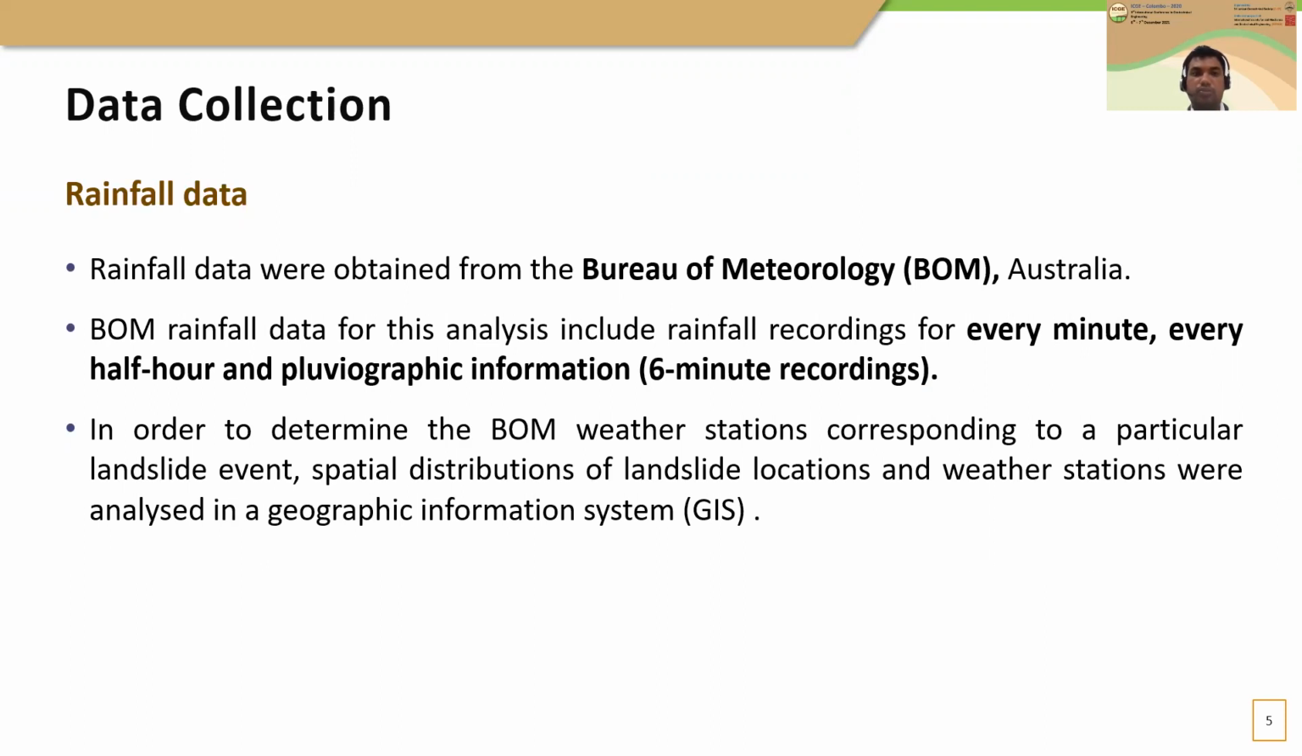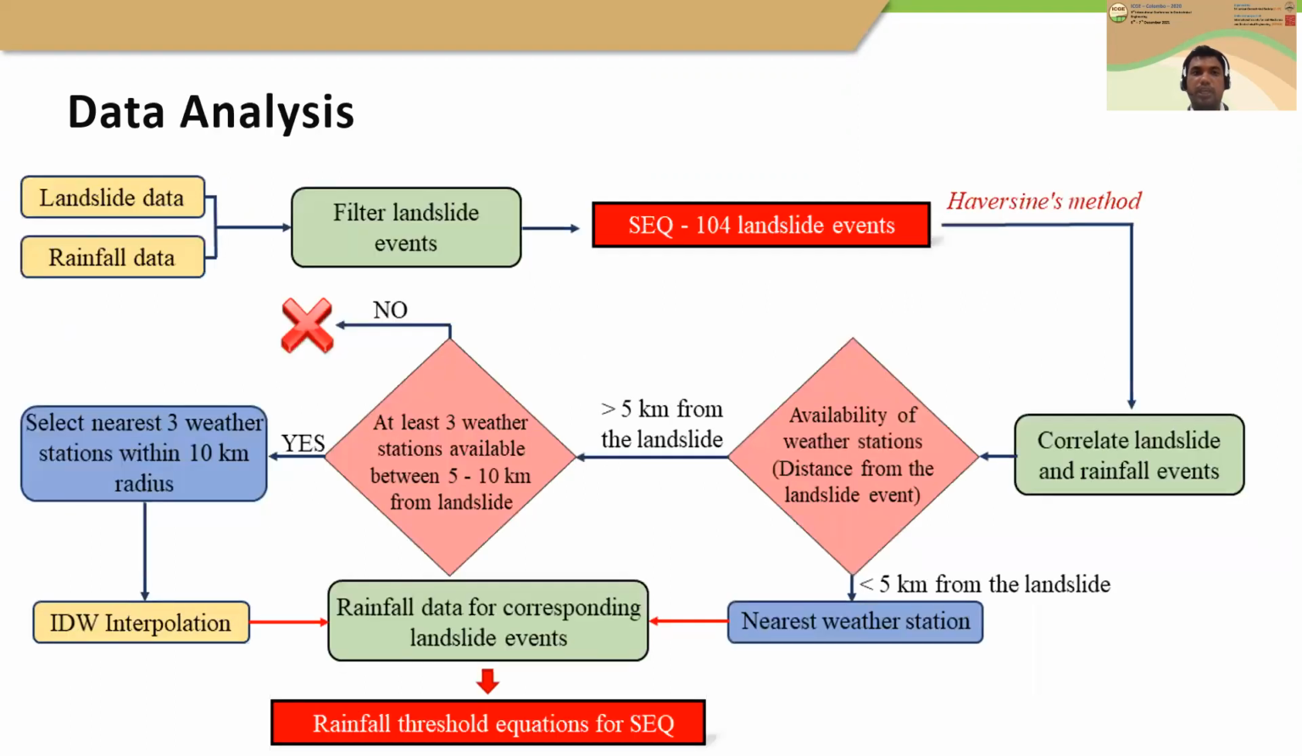Initially, the distance between each landslide and each weather station was calculated using the Haversine method, as shown in this flow chart. Generally, the Haversine method is used to compute the great circle distances between two pairs of coordinates on a sphere, employing the corresponding latitude and longitude as input parameters. A MATLAB script was employed to determine the distances between each landslide event and weather station, correlating all the landslide events with the entire set of weather stations in SEQ, which generated a database of 23 million calculations.